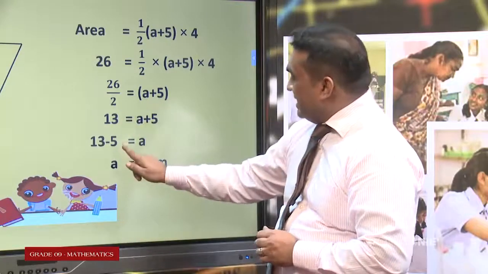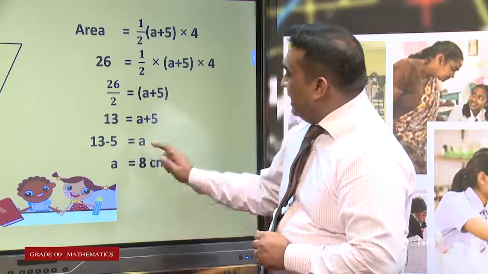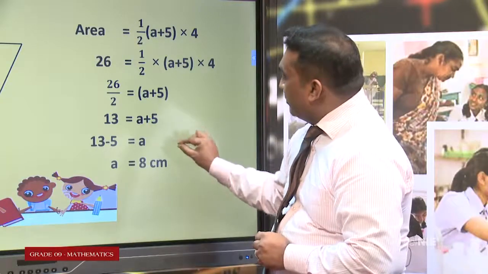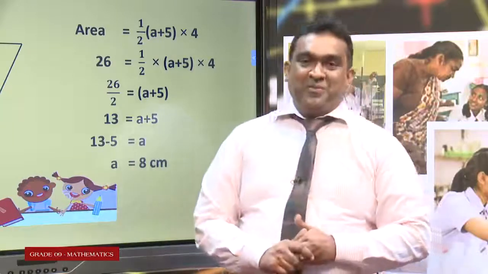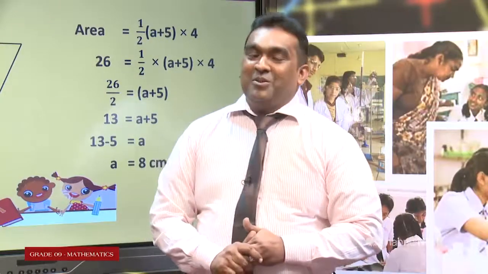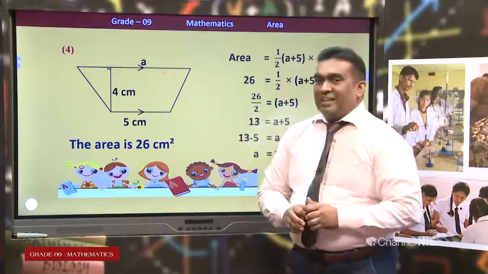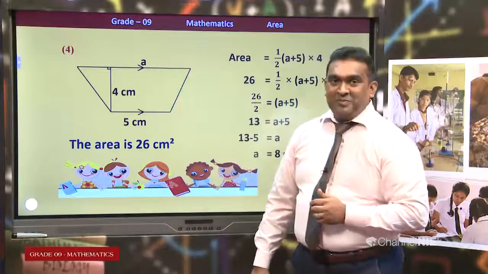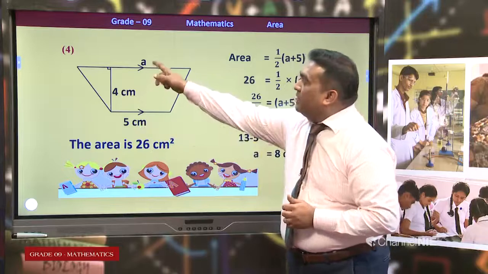Subtracting 5 from both sides, 13 minus 5. Here a plus 5 minus 5 will be cancelled. As a result of that, you have simple a here. a equals 8 centimeter. If you want to find out the length of one line of the pair of parallel lines, the other line is given as 5. You don't know the length of this one.